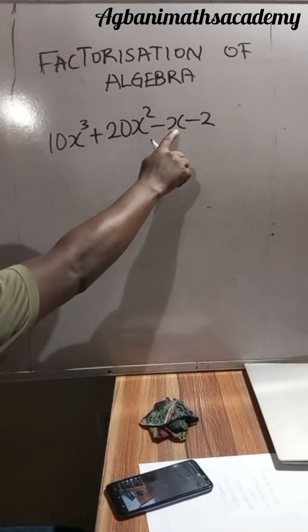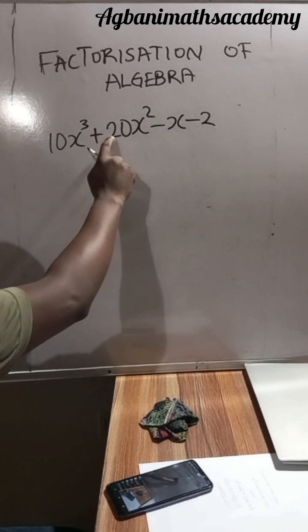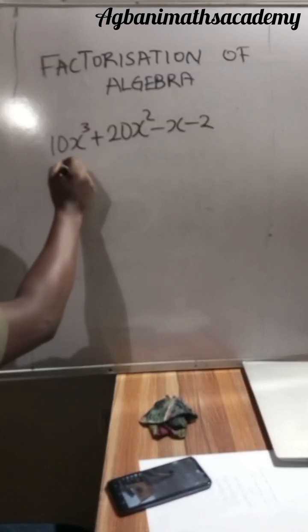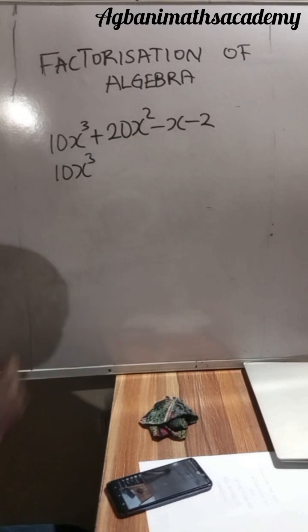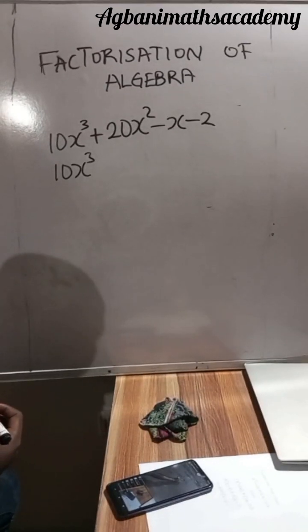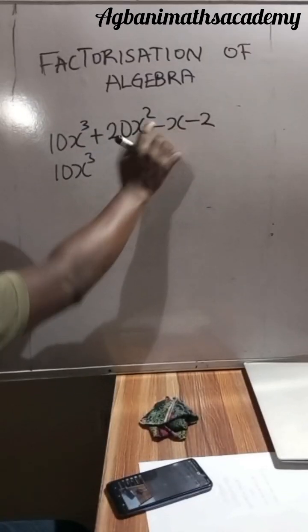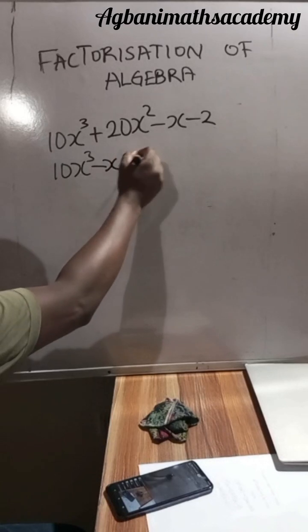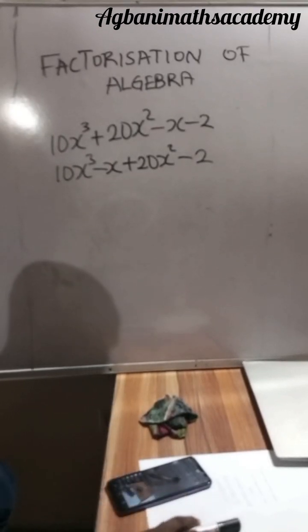Let's move minus x over this way and move plus 20 over this way. So we can have 10x raised to the power 3. Let's move x this way, but whenever you are moving any value, you must move the sign in front of it. The sign in front of x is minus, so we move it with the sign. And then we can put this plus 20x raised to the power 2 minus 2. So we are just rearranging it for convenience.